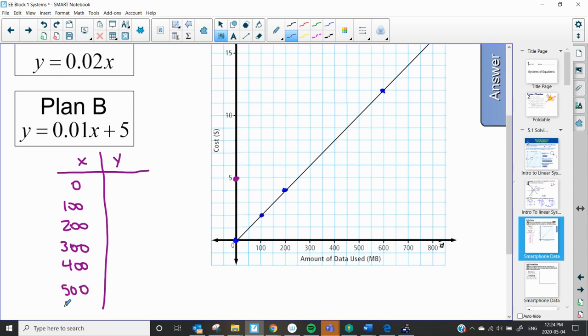500, and 600. And again, plugging those in, I'm going to have 0.01 times 0 plus 5 equals 5. 0.01 times 100 plus 5 equals 6. And then I've got 7, 8, 9, 10, and 11. So again, I'm going to plot those points. So at 100, I'm at 6. At 200, I'm at 7. 300, I'm at 8, and so on. 600, I'm at 11.